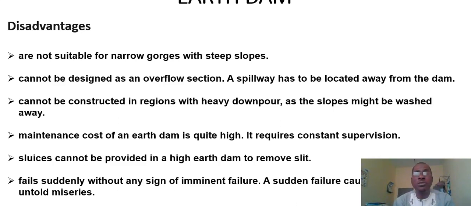Disadvantages: earth dams are not suitable for narrow gorges with steep slopes, cannot be designed to allow overflow, and cannot be constructed in regions with heavy downpour. The maintenance cost of an earth dam is very high, sluices cannot be provided in a high earth dam, and it can also fail suddenly without any sign of failure.